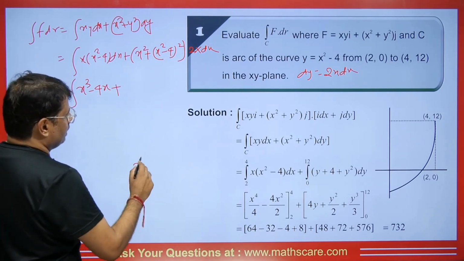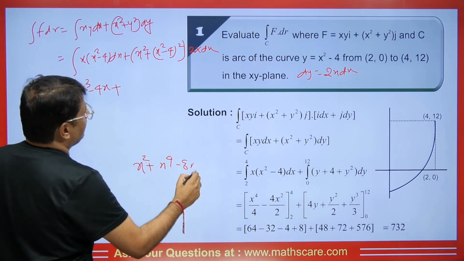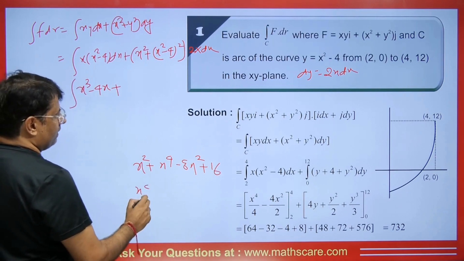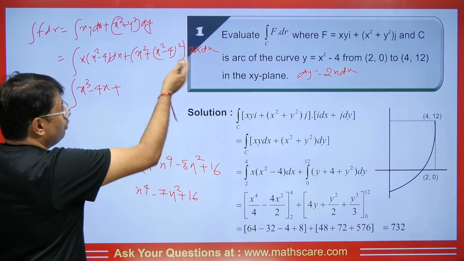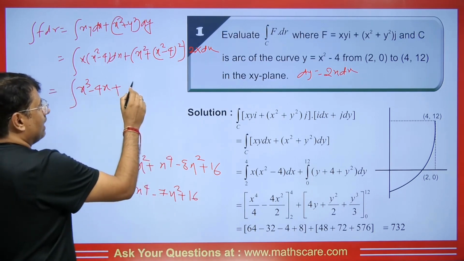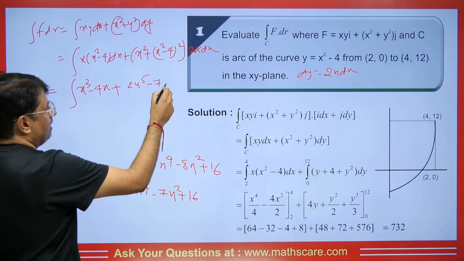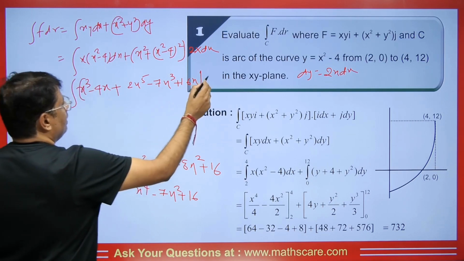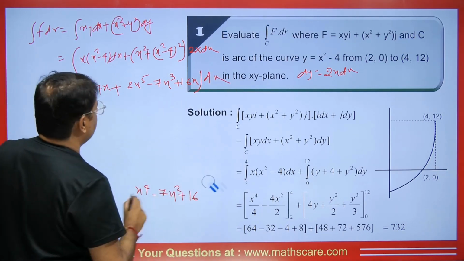Let's deal with inner part first. It's x square plus x power 4 minus 8x square plus 16, okay? And next, when we simplify this, it will be x to the power 4 minus 7x square plus 16, and when this will be multiplied by 2x, then we will be getting 2x to the power 5 and minus 7x cube plus 16x, and what will we do with this dx? We will take out the common, right? So we simplified this, and here we'll get the value.